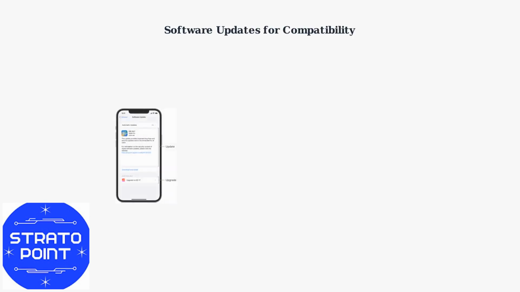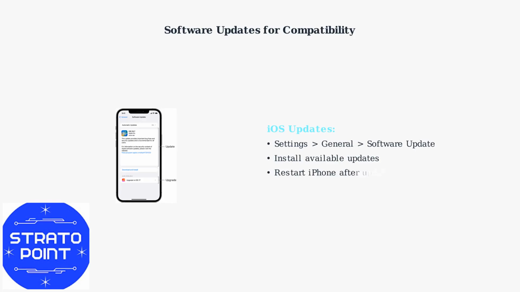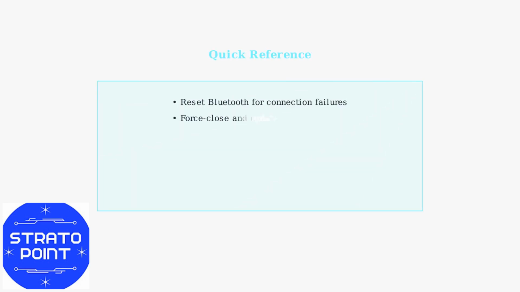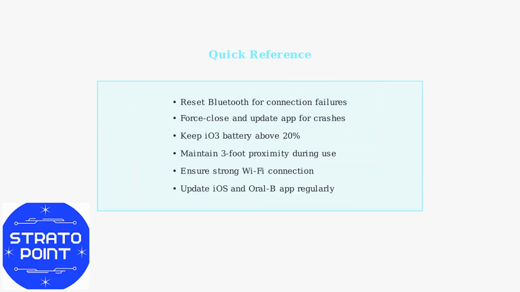Regular updates to both the Oral-B app and your iPhone's iOS ensure optimal compatibility and access to the latest features. Check for updates weekly to maintain the best connection performance. Following these troubleshooting steps will resolve most connection issues with your Oral-B IO3.